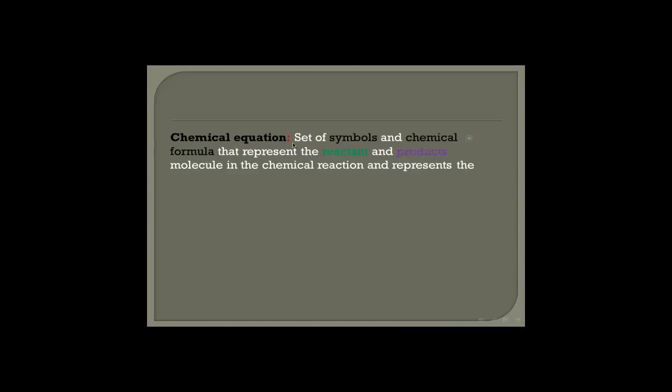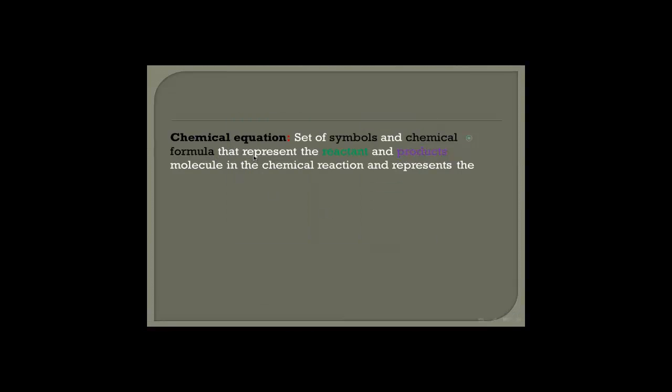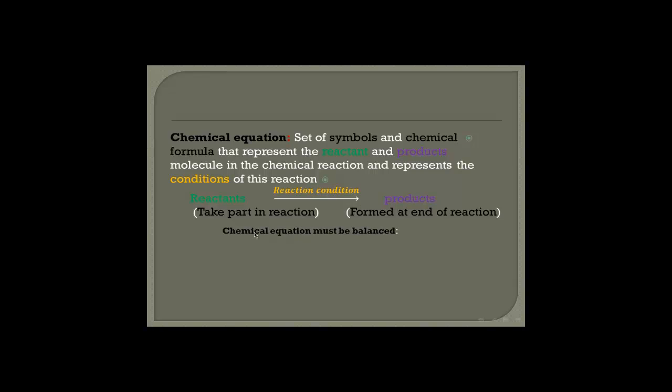What is meant by chemical equation? Chemical equation is a set of symbols and chemical formulas that represents reactants, products, and reaction conditions. Any chemical equation consists of 3 parts: reactants, products, and reaction condition. A chemical equation must be balanced.